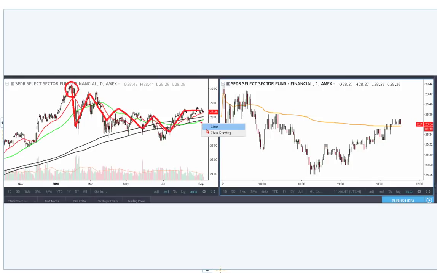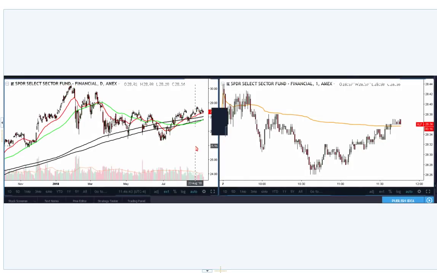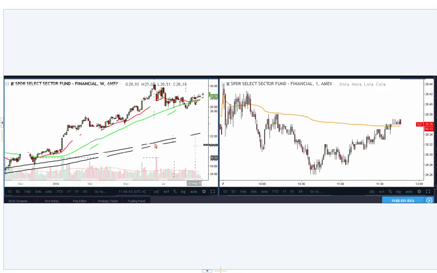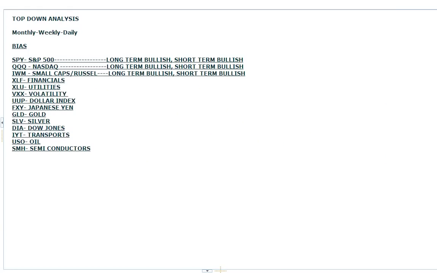Now let's take a look at the higher time frame, the weekly on the financials. The weekly is still sort of bullish. So here's what I would say on the financials: long term is bullish. Short term, however, it's bearish and has relative weakness. Right? Markets going highs, financials are not. So that's not really a good sign.